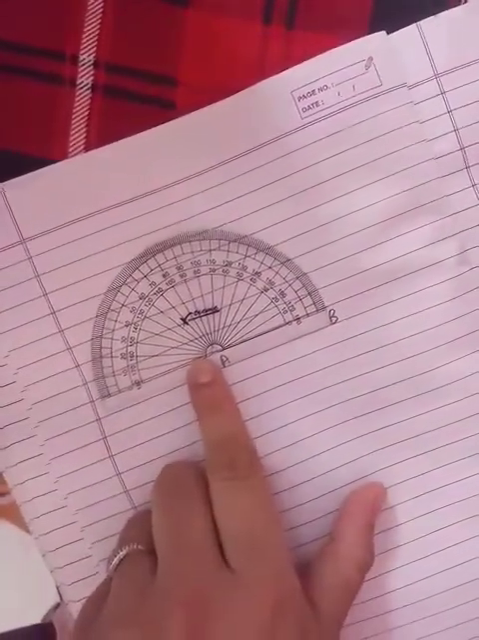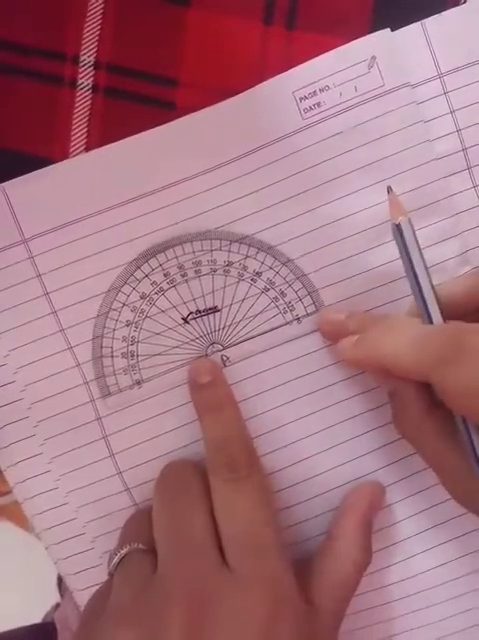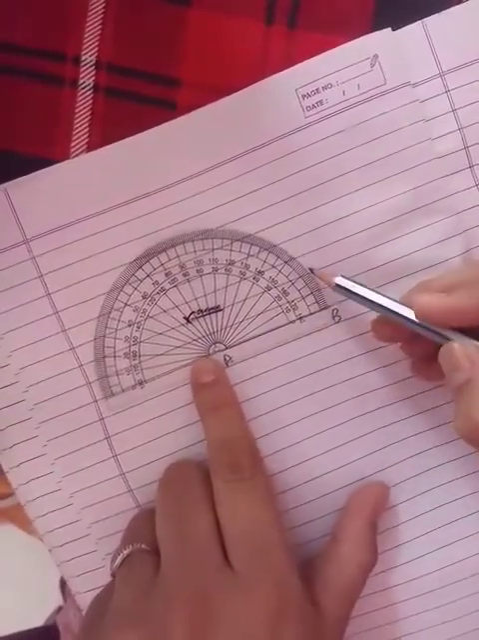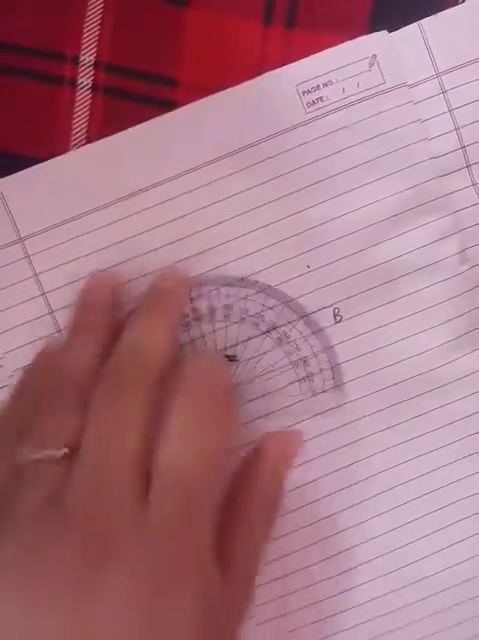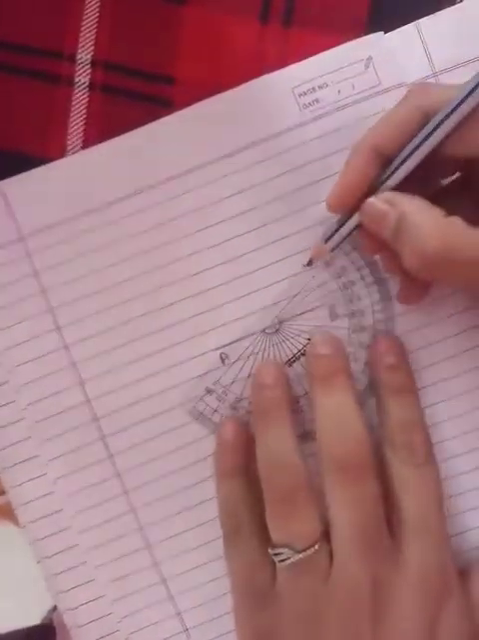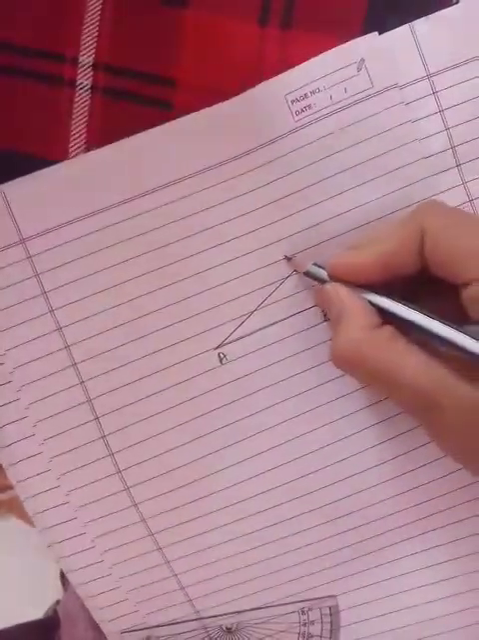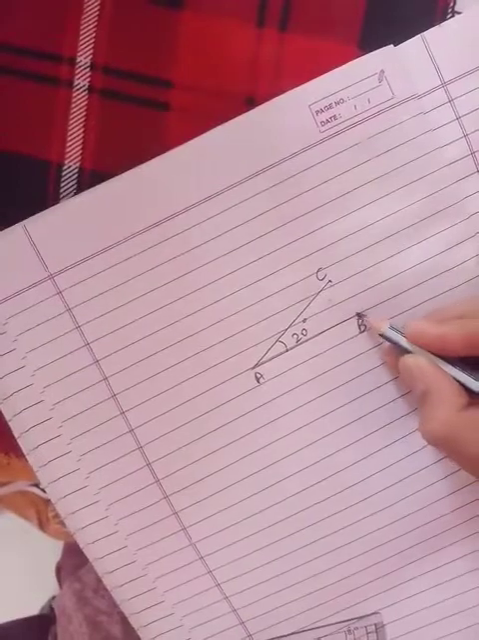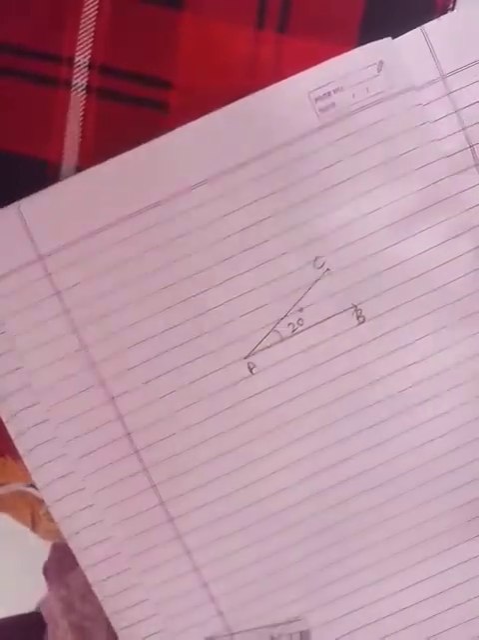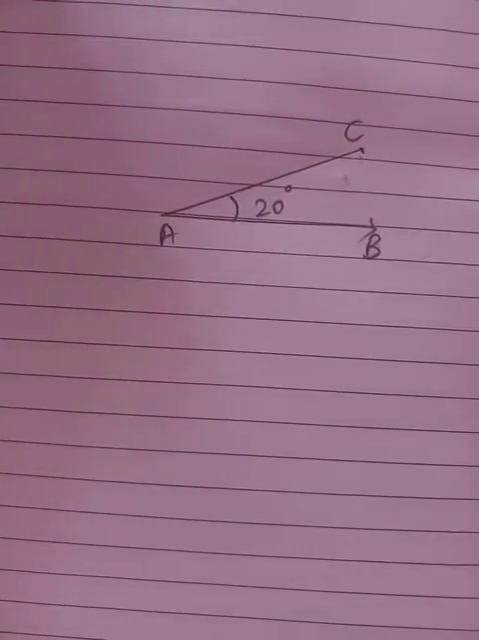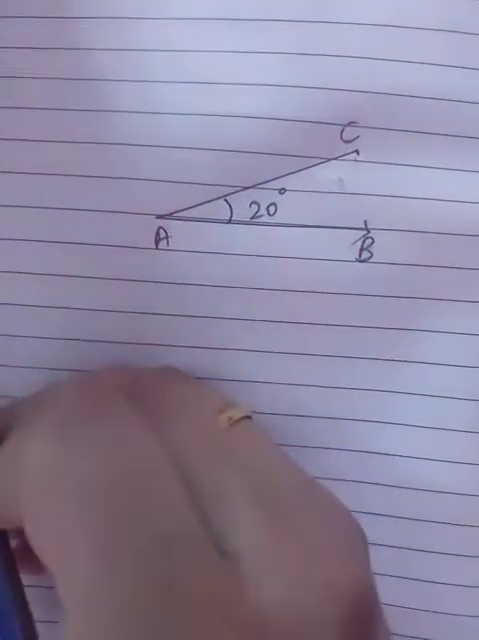According to your first question, the first question is 20 degree. So 20 is here. Mark a point. Now with the help of scale, join this point and point A. Name it as C. This is your required 20 degree angle. Now next part is B part is 90 degree.